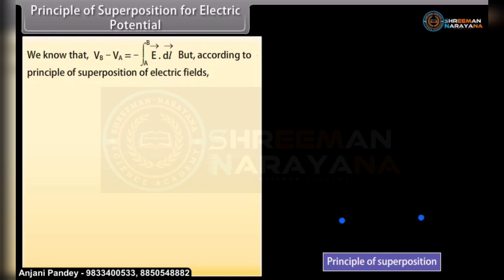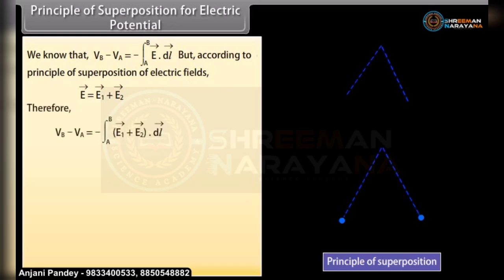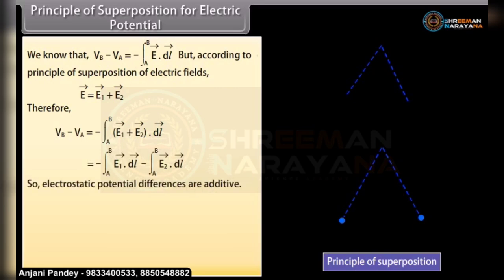But according to the principle of superposition of electric fields, E = E1 + E2. Therefore, V_B − V_A = −∫ from A to B of (E1 + E2)·dl. So, electrostatic potential differences are additive.